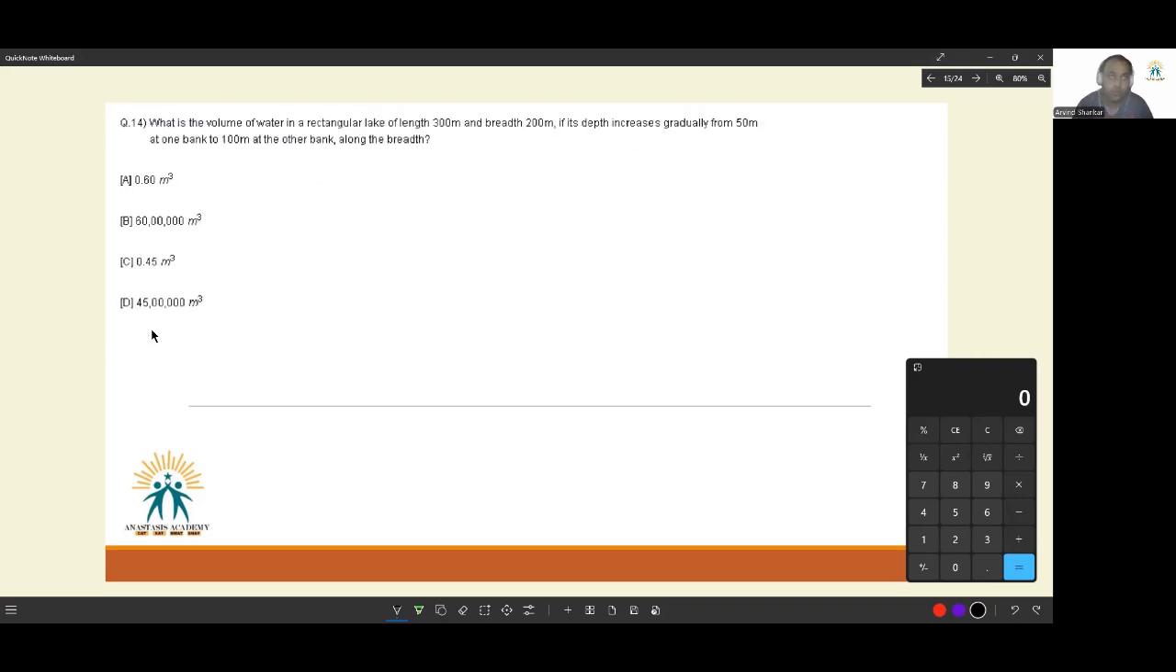Next question. What is the volume of water in a rectangular lake of length 300 meters and breadth 200 meters if its depth increases gradually from 50 meter at one bank to 100 meter at the other bank along the breadth? Okay. Now see, I'm saying whatever is the base, at one place you have a height of 50, at another place you have a height of 100.